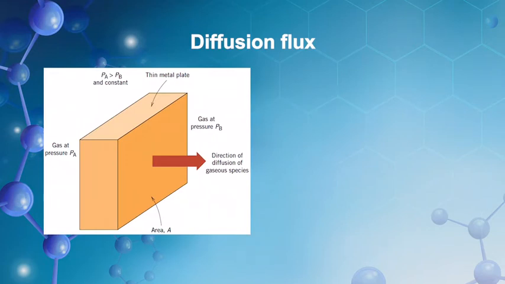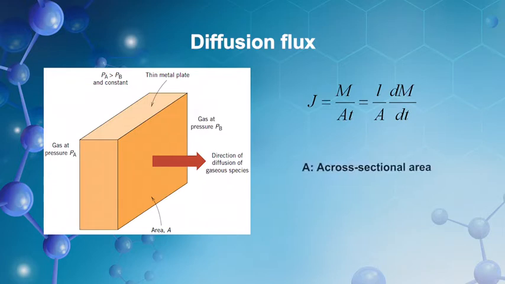Mathematically, diffusion flux may be written as J equals m over A t, where m is the amount or number of atoms or molecules diffusing, A denotes the cross-sectional area, and t is the diffusion time. Its units are kilograms or atoms per meter square per second.